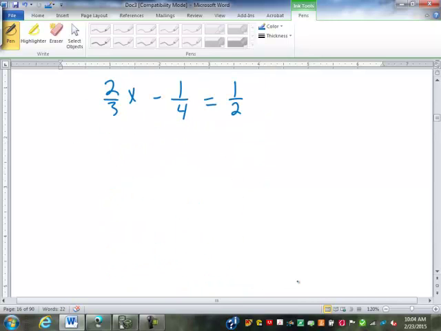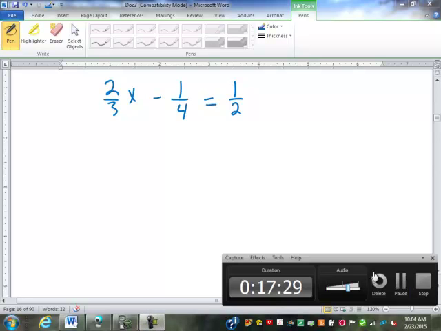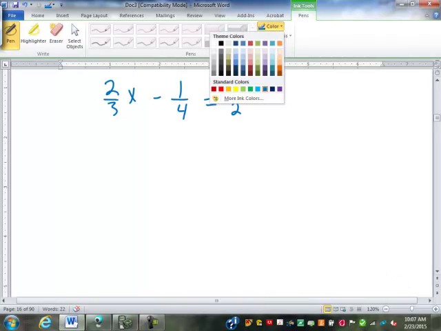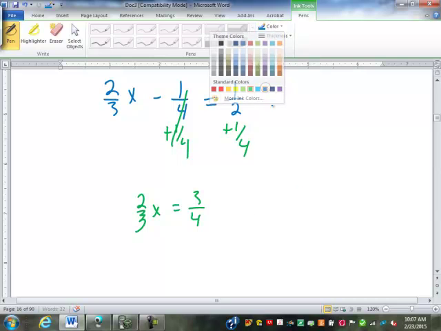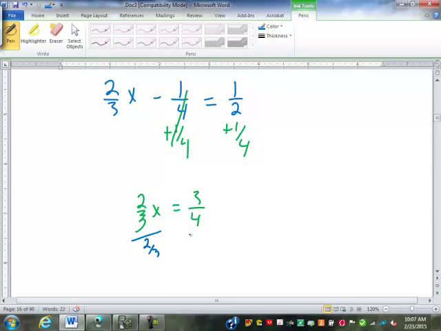Did everybody make it to that point? Okay, do you want me to give you more time to keep finishing up? Okay. So from this point, what do we do? Add the 1/4. 2/3 x equals 3/4. And then divide by the 2/3. X equals 1 1/8. Yeah, cool.